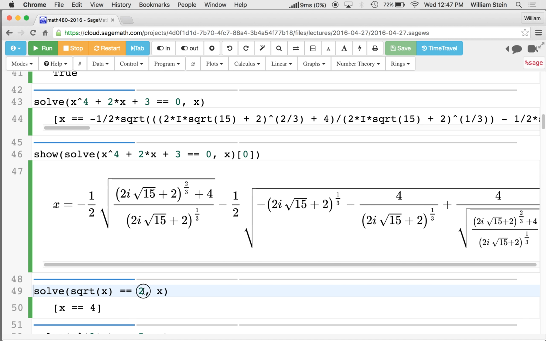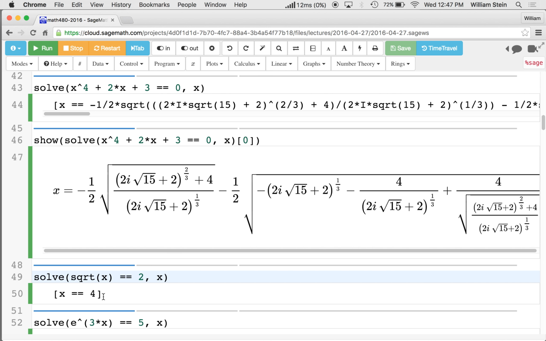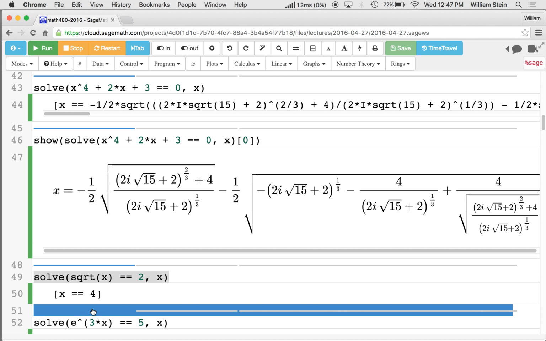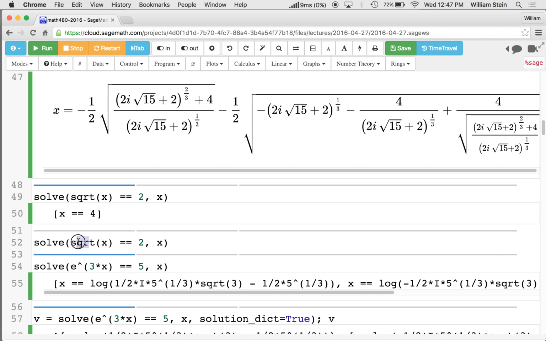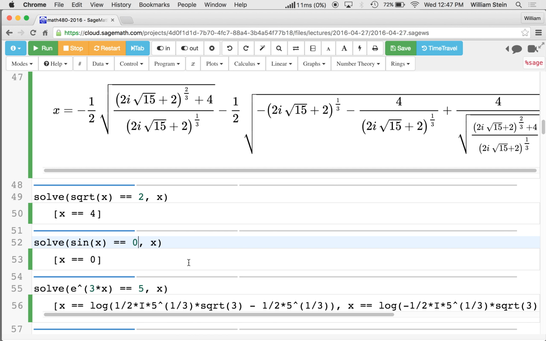Here's an example of a symbolic equation, square root of x equals 2. It doesn't involve just polynomials, since square root of x is not a polynomial, and it finds a solution, as you can see. You can also try to do things like solve, I don't know, sine of x equals 0. And this will show you some of these subtleties, because as you know, there are infinitely many solutions to this, but it's not going to give you infinitely many. It just gives you one. So watch out.